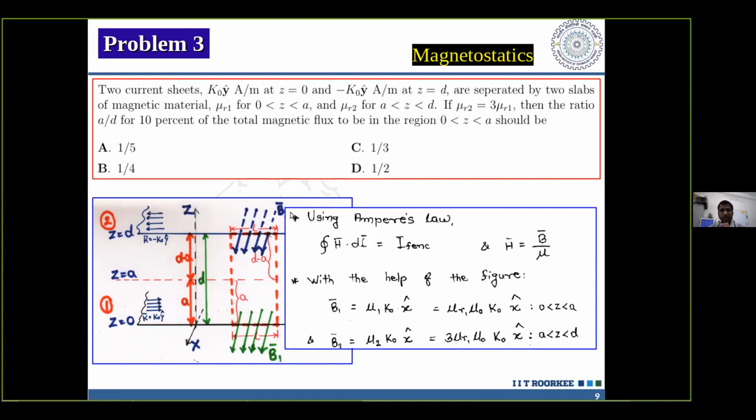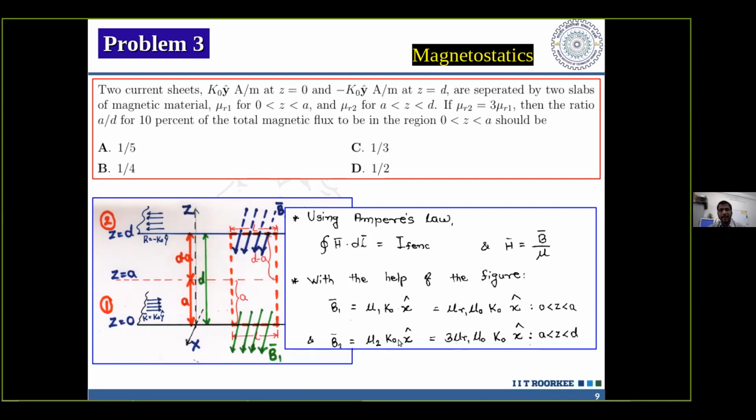Because I have 2 slabs. In both cases, the magnetic field is in this direction. Their value will be the same in this part, and it will be the same in that part. So mu1 k0 x cap and mu2 k0 x cap. Fine. So we have found B1 and B2.